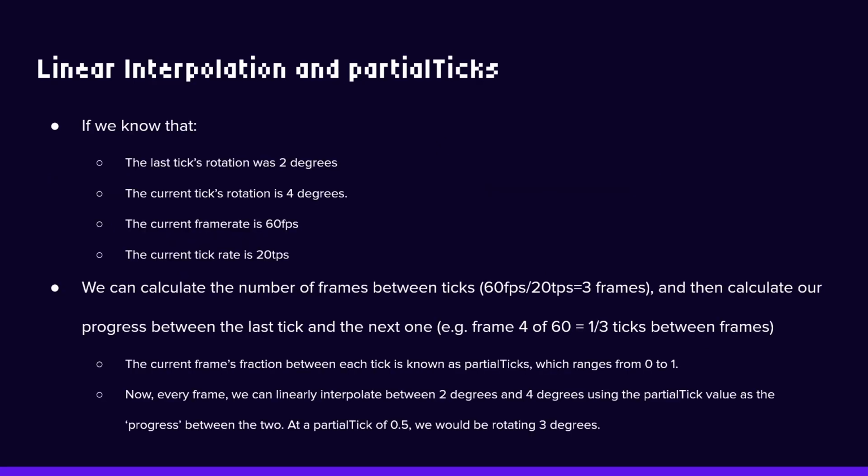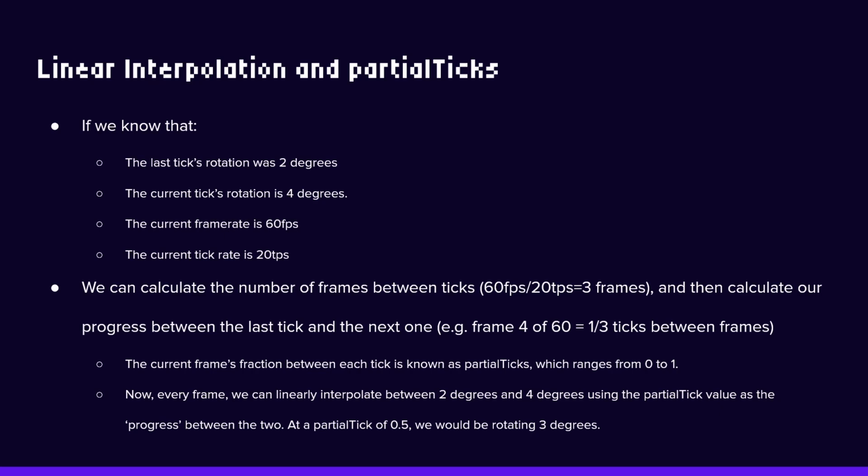So if we know that the last tick's rotation was 2 degrees, the current is 4 degrees, this is an example, and the frame rate is 60 FPS and the tick rate is 20 TPS, right? We can calculate the number of frames required to equal 1 tick. So in this case, 60 FPS divided by 20 TPS is 3 frames per tick, right? And then we can calculate the progress based on the number of frames that have been rendered between the last tick and the next one.